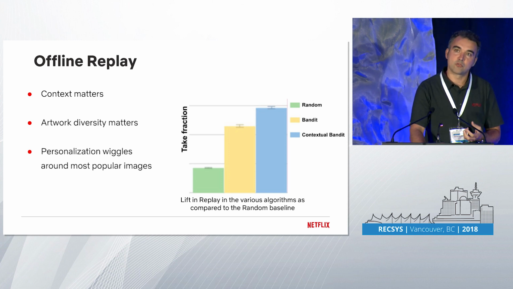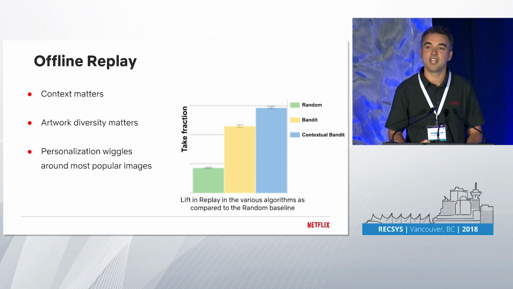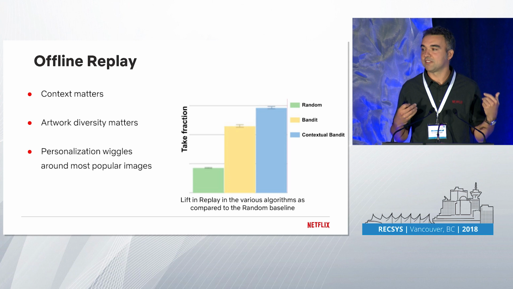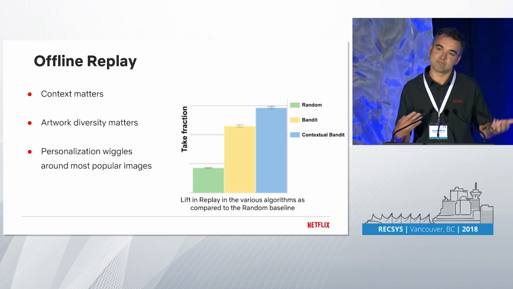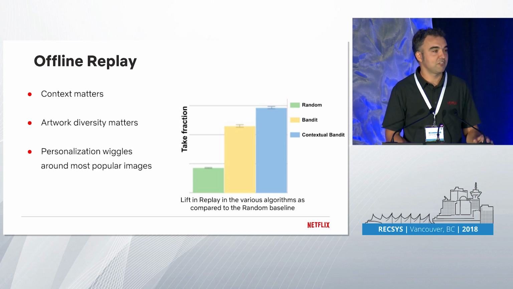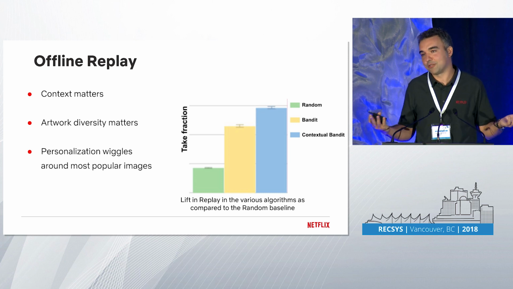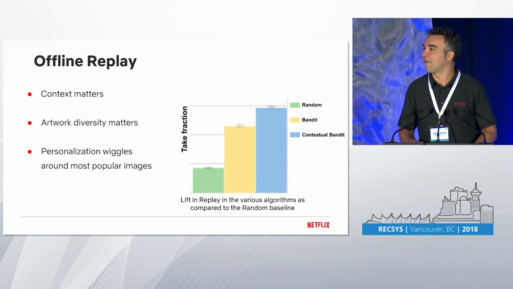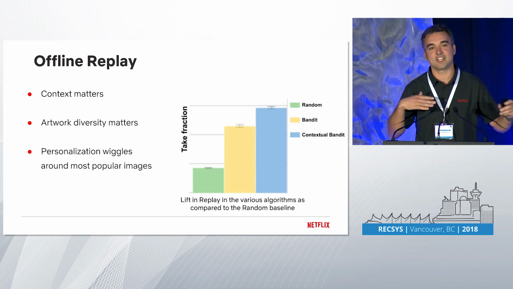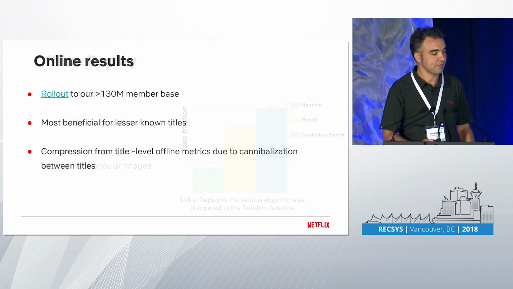And two of the main lessons we had: one is diversity is critical. As I said before, if all your images are very similar or have similar rewards, then multi-arm bandit will not be able to do much for you. And then the personalization, like in many other recommendation systems, kind of wiggles around the popular images. So a bad image will always be bad, no matter what. All you have is whatever top performers you have, and then the personalization will just select if they are good for different contexts or users.